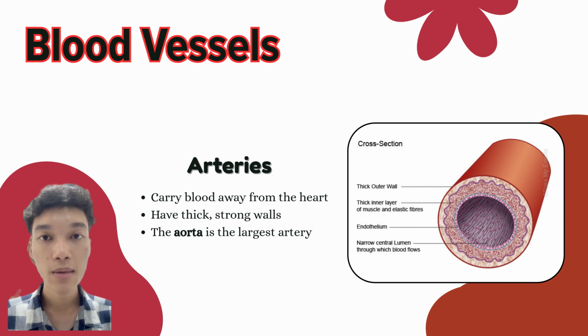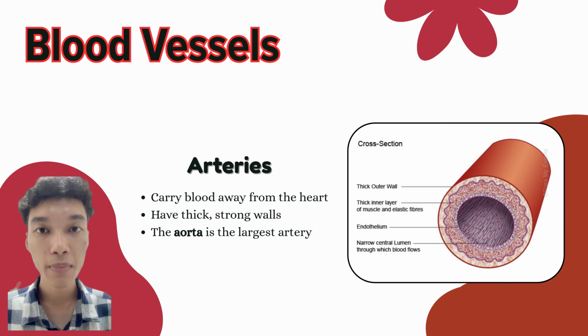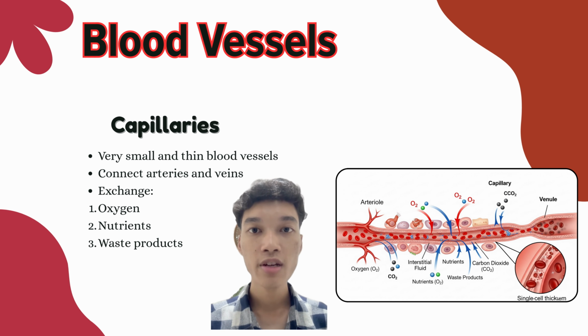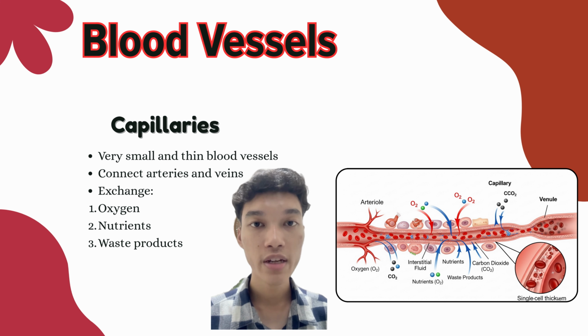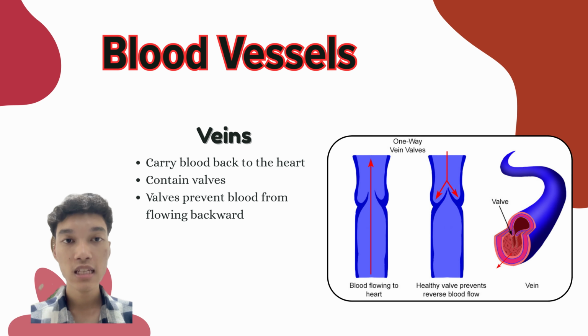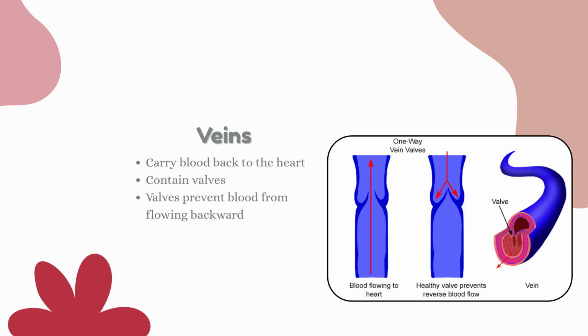Blood circulation is supported by three main types of blood vessels, which are artery, capillary, and veins. Arteries carry blood away from the heart and have thick walls to withstand high pressure. Capillaries are very small blood vessels that allow the exchange of oxygen, nutrients, and waste products between blood and body cells. And lastly is vein.